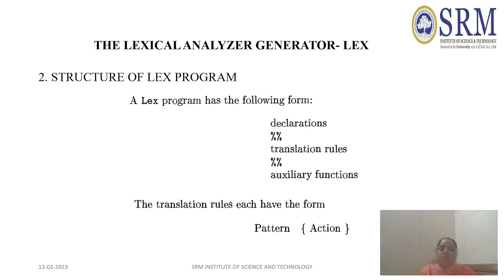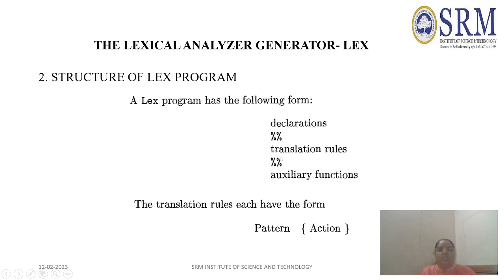Coming to the structure of the Lex program, it is divided into 3 parts. The first is the declaration part, followed by the translation rules, and the third is the auxiliary functions. In the declaration part, you have all the variables and declarations you want to make, above the translation rules. The translation rules are separated from the declarations and auxiliary functions using 2 mod symbols, that is, %%.